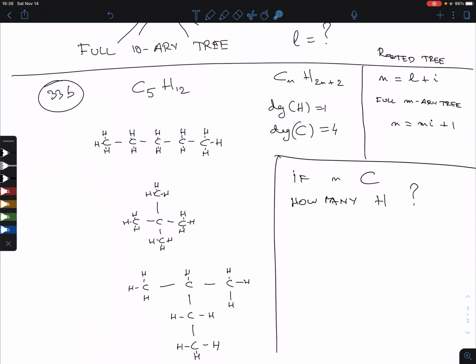True, except if you pick one of the H as a root. Should I do that or should I not do that? If I pick one of the H as a root, then all the other ones are leaves, and that kind of is a bit special. Now I want a full m-ary tree, because otherwise I cannot use the second formula.